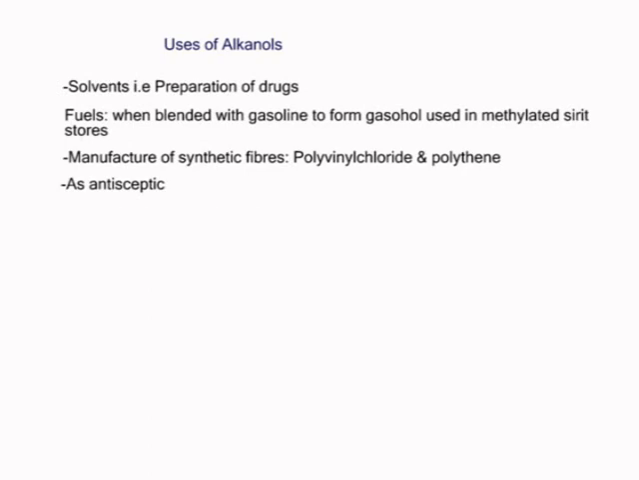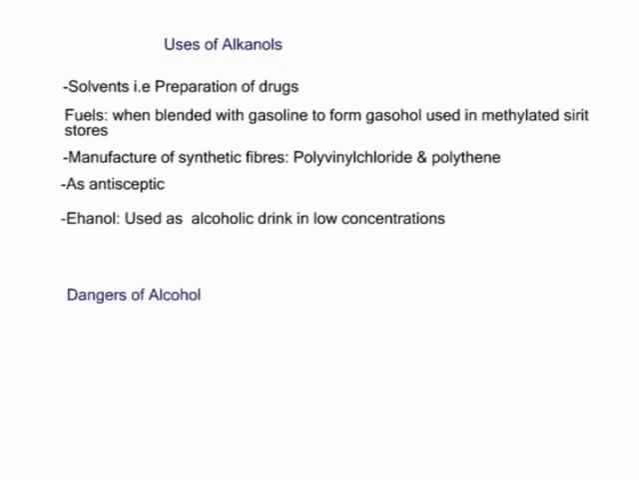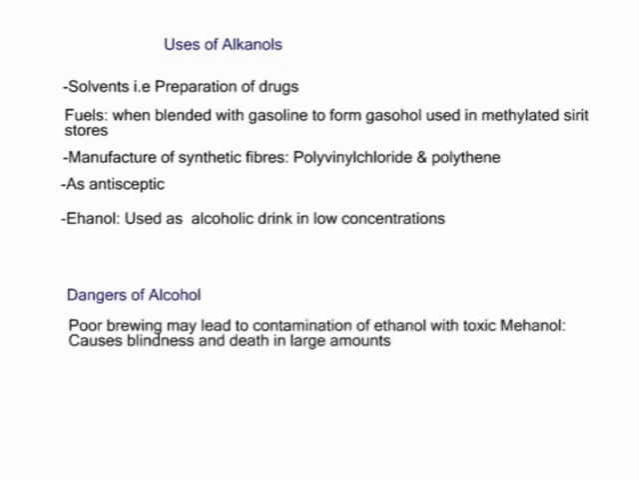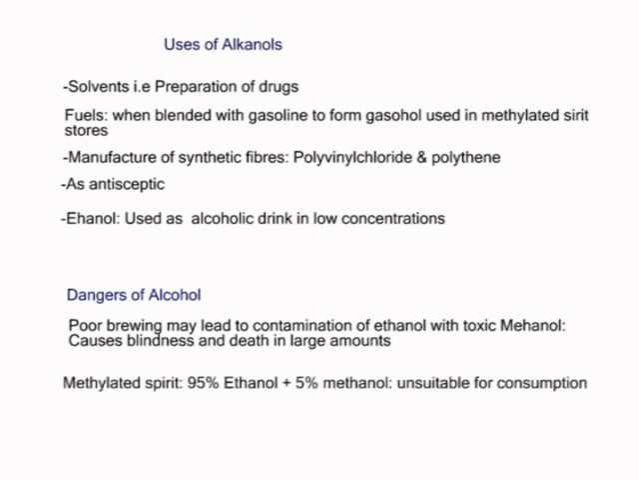We also use pure ethanol as an alcoholic drink only in low concentration. Now, ethanol may be mixed with a certain percentage of methanol when obtained from an uncontrolled brewing process. Methanol is very toxic and poisonous even in small amounts. It causes blindness and death in large amounts. Methylated spirit is an alcohol containing 95% absolute alcohol and 5% methanol. Methanol and a purple dye called methyl violet are added to make the methylated spirit unsuitable for human consumption.